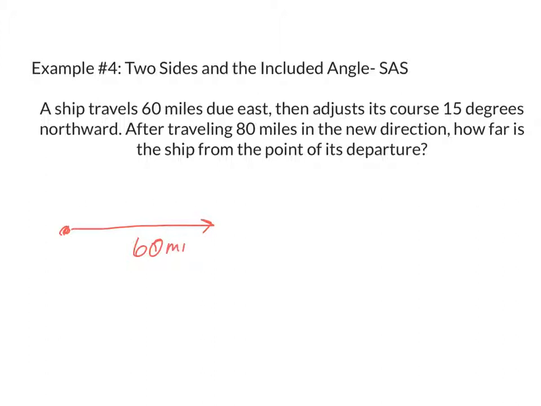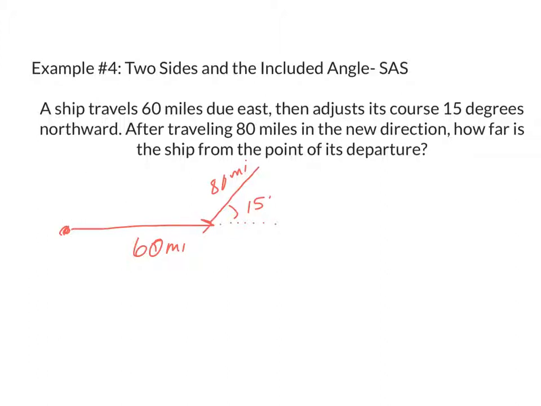Then it adjusts its course and goes 15 degrees northward. So if it had kept going that direction, right, but it goes northward by 15 degrees, traveling then 80 miles. And I know this is not by any chance a fair measurement the way we see it, but just go with it because I'm out of space.